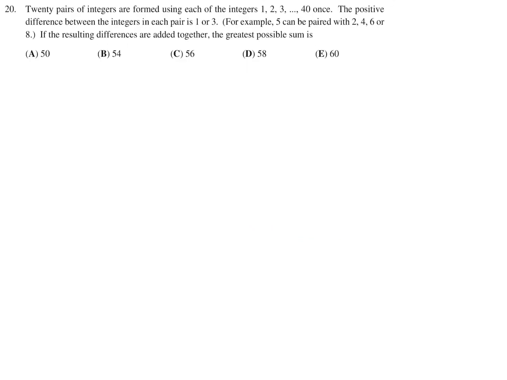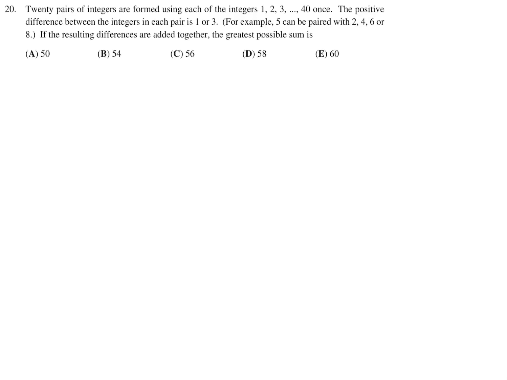20 pairs of integers are formed using each of the integers 1, 2, 3 up to 40 once. The positive difference between the integers in each pair is 1 or 3. For example, 5 can be paired with 2, 4, 6, or 8. If the resulting differences are added together, the greatest possible sum is.